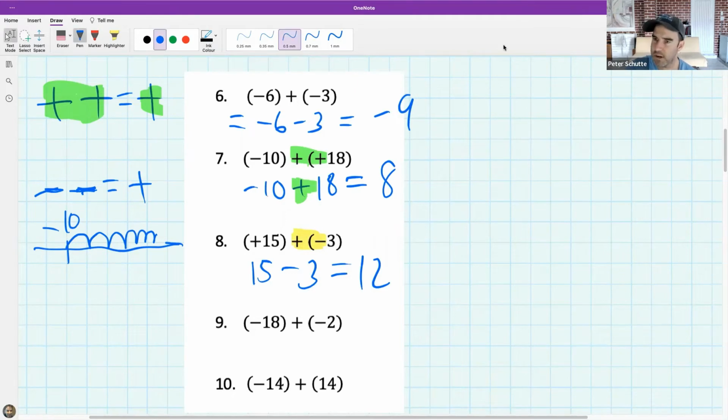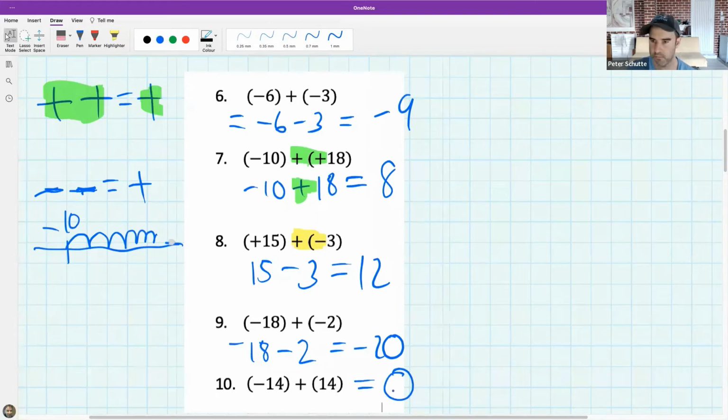Okay, so we've had our 2 minutes. I'm just going to show you number 9 and number 10. So minus 18 plus minus is a minus. And then minus 18 take away 2 is minus 20. And then what do we get for 10? For 10, we're going to get 0, because it's minus 14 on the number line, and then you go up 14, you get to 0.